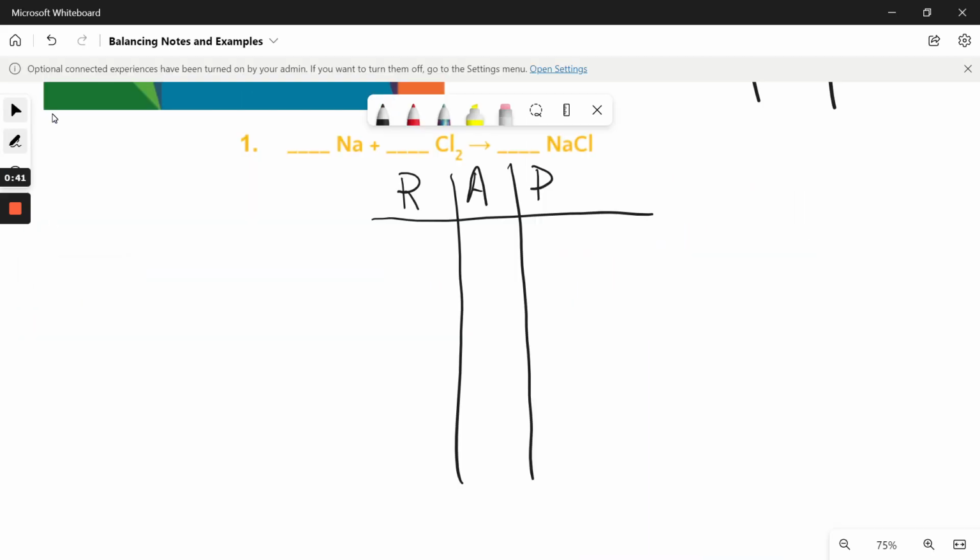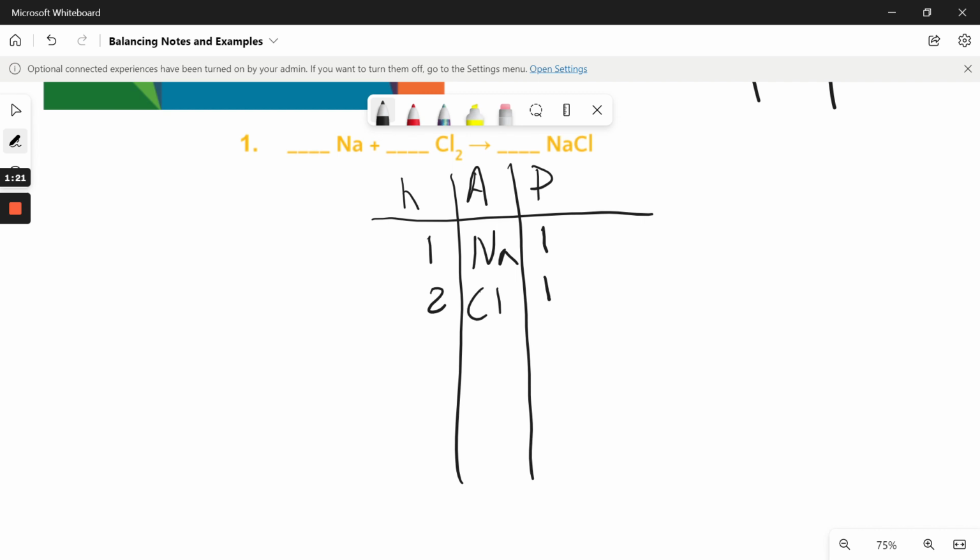All right, in the notes video, we went through setting up the wrap table, so I'm not going to go over that again. But remember, you always just list your elements under the A, under the arrow in the center. That's how you get started. Now, step number 2 is to count our number of elements on the reactant side. Here's our arrow, so reactants is over here on the left. I have 1 Na and 2 Cl. If you're stuck on how we got counting, go back to your counting atoms notes. And then on our product side, no little numbers, so I have 1 Na and 1 Cl.